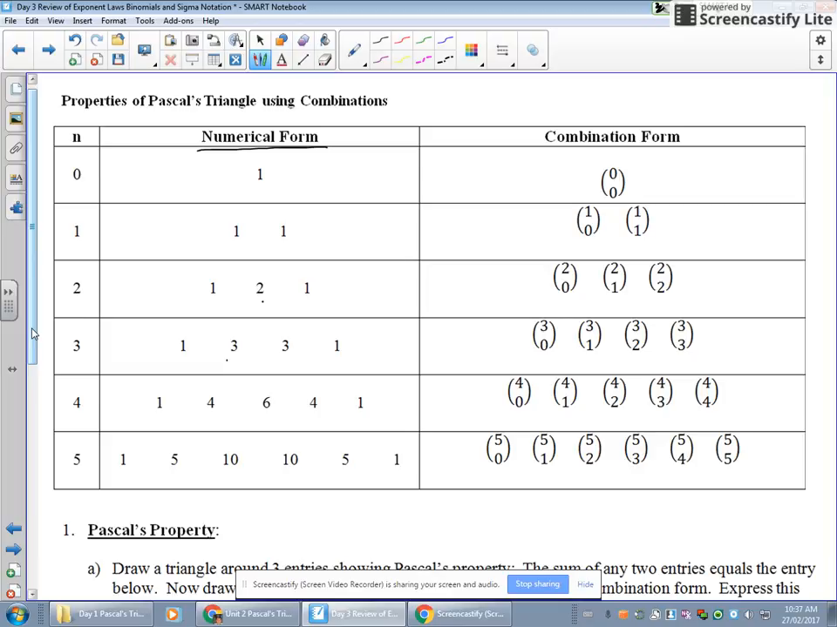We're familiar with that. We could write that in combination form, meaning if I had 0 items and I chose zero items from that, there's one way to do that. In row number 1, if I had 1 item, there's one way to choose nothing, and there's one way to choose one thing. If I had 2 items, there's one way to choose 2 items. There's one way to choose no items. There are 2 ways to choose 1 item, and there is one way to choose both items. So we're simply writing Pascal's triangle in the combination form.